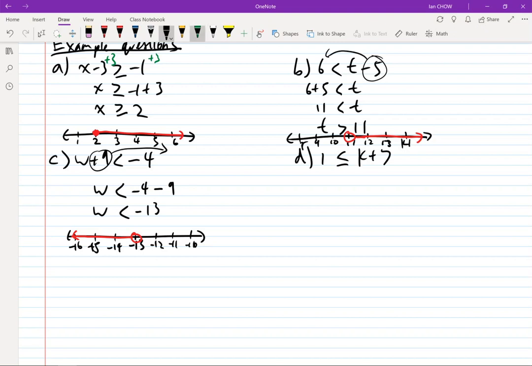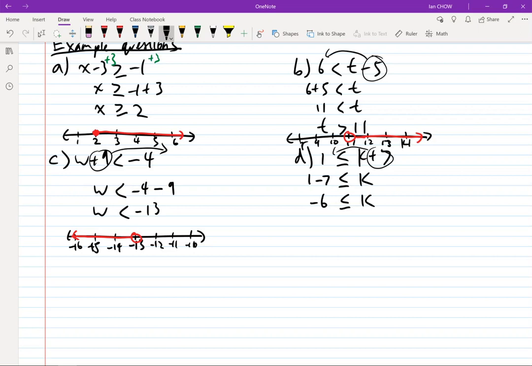And so what we want to do is get rid of the plus 7 to the other side. And so plus 7 to the other side will be minus 7. And so it would be 1 minus 7 is less than or equal to k. And then again, I'm going to mirror this whole inequality. Before I do that, let's do the 1 minus 7. Positive 1 minus 7 will end up at negative 6. So negative 6 is less than or equal to k.